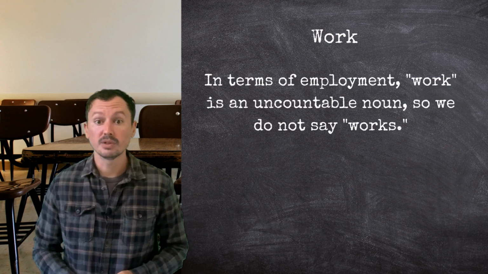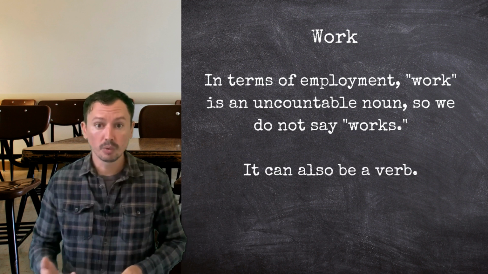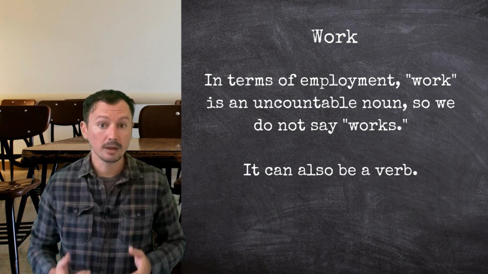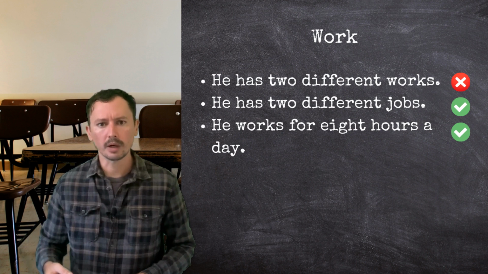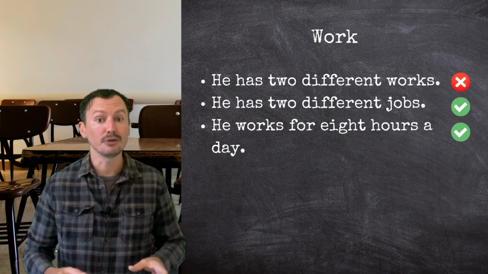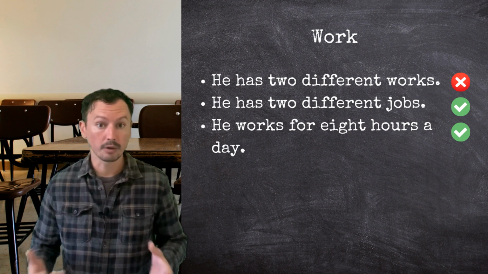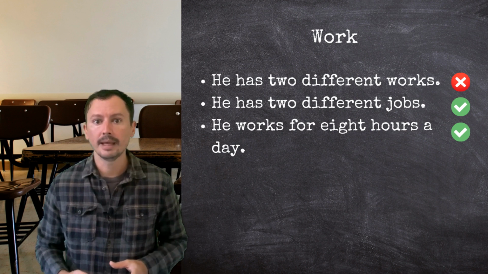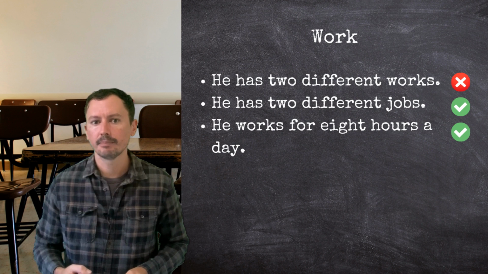Another common problem is the word work itself. This can be a verb or noun. You can go to work or you can work hard. However, in the context of employment, we cannot make this plural. It is not correct to say he has two different works in the same way we would say he has two different jobs. We only pluralize this when talking about works of art or public works. We can, of course, still put an S on the end when making the present simple tense, such as he works for 8 hours every day.